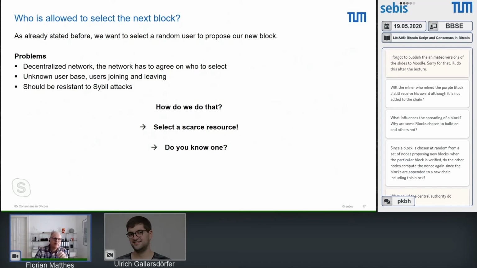Now we have the interesting question: who's allowed to select the next block? And most of you already asked the right questions about the mining puzzle. So the way Bitcoin solves the problem is to have a proof of work puzzle.